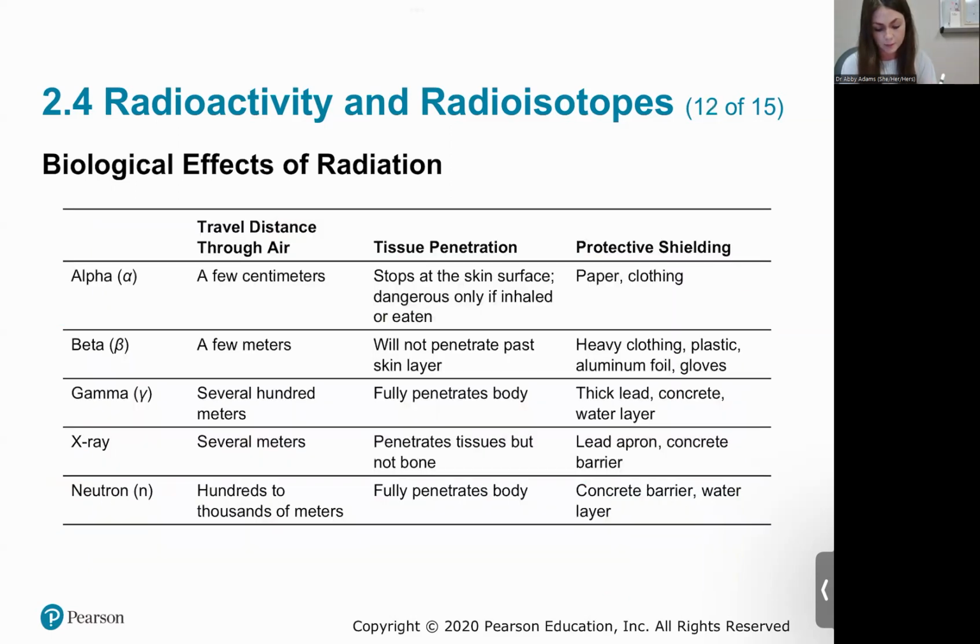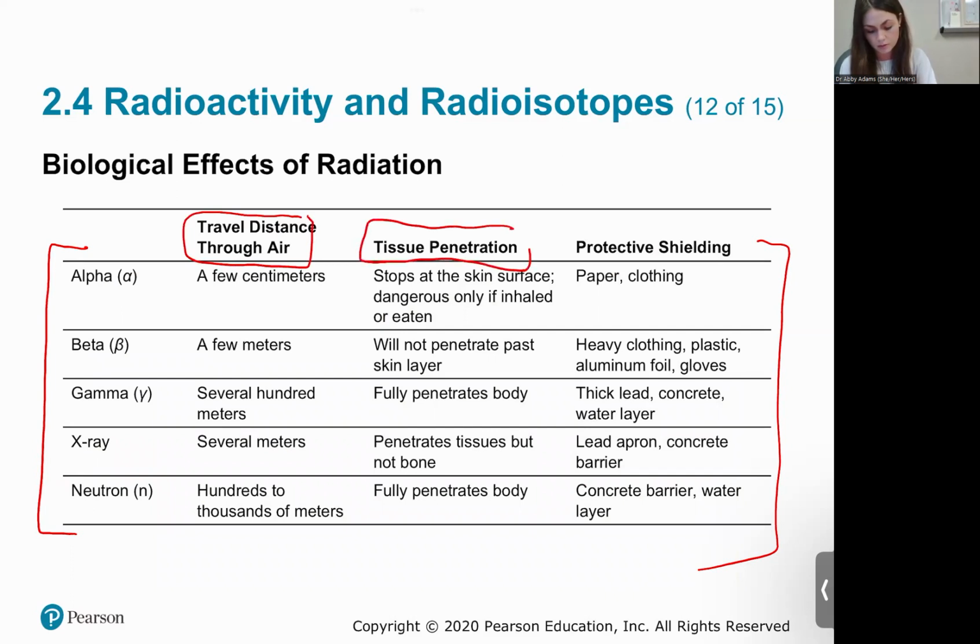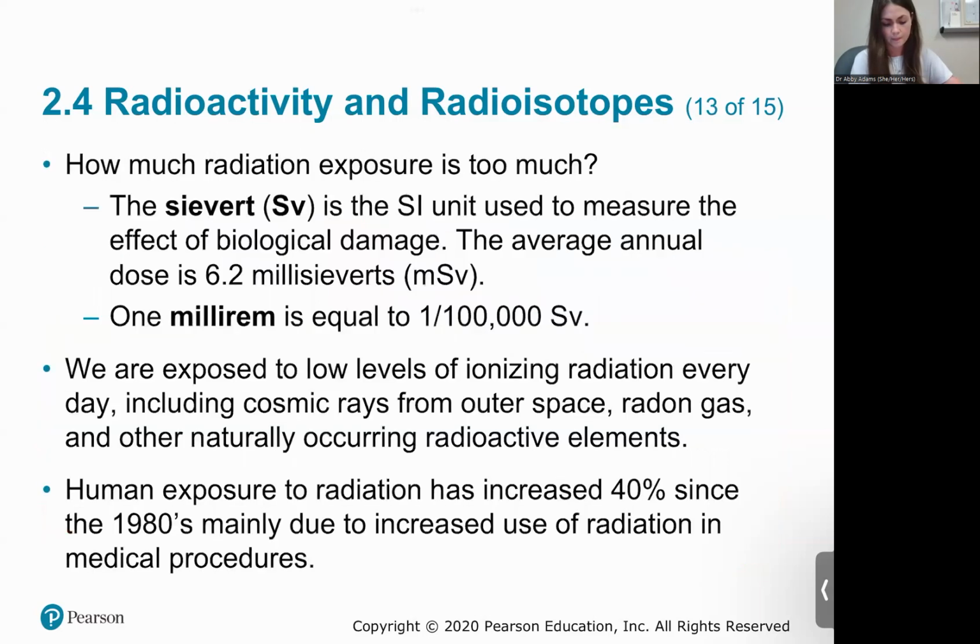And so here is a summary of all of the particles and rays that we talked about. So it shows you the travel distance through the air, tissue penetration, right? How deep does it go into the body? The deeper it goes, the more damage, okay? So how much is too much? All right, how much radiation? How much causes a problem?